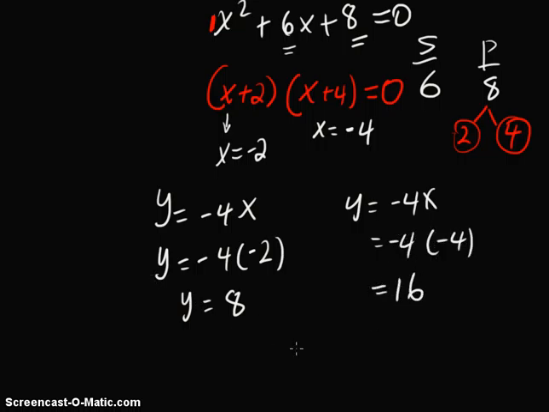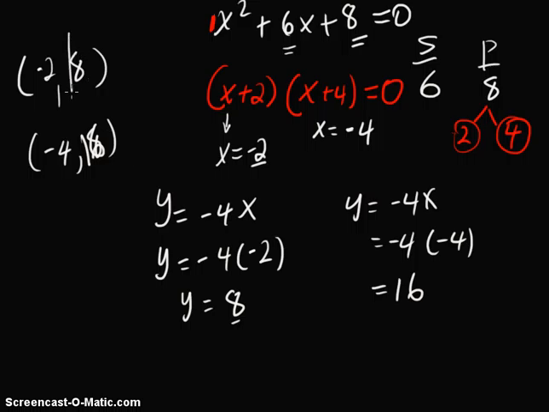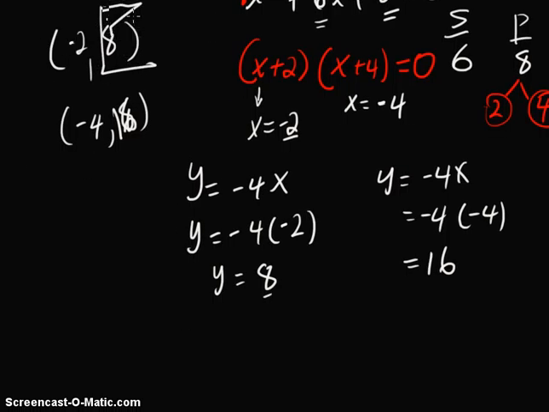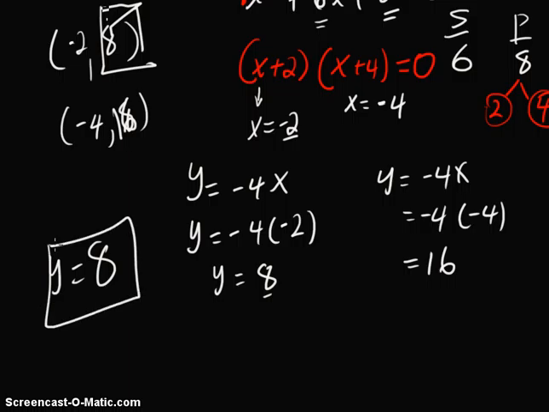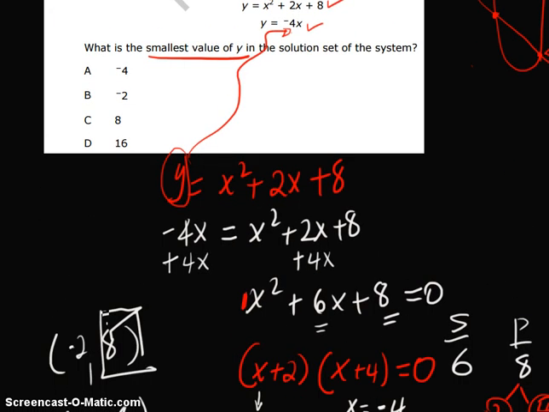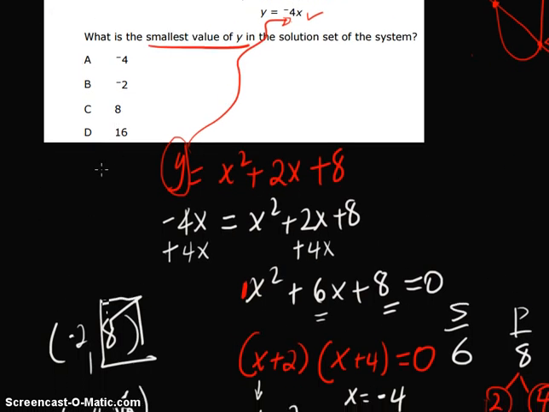And then if you remember, the intersection points are going to be negative 2 comma 8 for the first one, and negative 4 comma 16 for the second one. And then they're looking for the smallest of the two y values. So in this case, our answer would be y equals 8 is the correct one. And this is choice C. And that completes the problem.